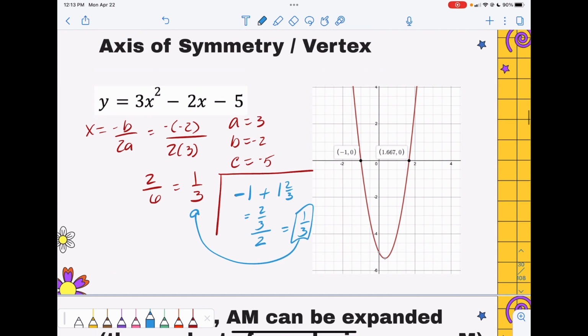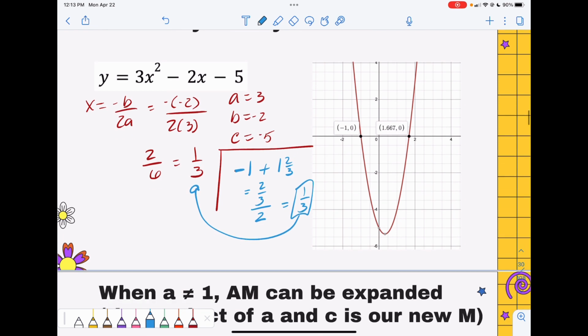My axis of symmetry is going to run right down the middle, which is the 1/3. My vertex is going to be one step further. I substitute 1/3 into this particular equation. The work for that is pretty involved. I'm going to do it without narration, but you can pause, fast forward, whatever you think is most relevant to you. But y is equal to 3 times 1/3 squared minus 2 times 1/3 minus 5.